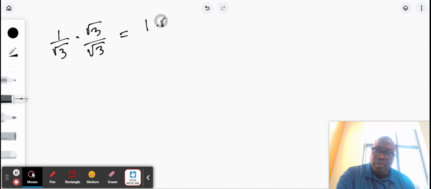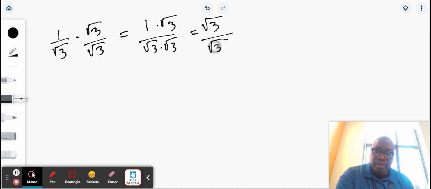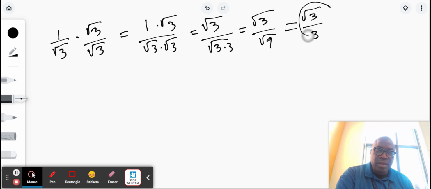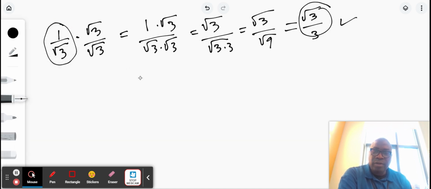1 times the square root of 3, over the square root of 3 times the square root of 3. So what would that give you? The square root of 3 divided by the square root of 3 times 3, which is equal to the square root of 3 over the square root of 9, which will work out to the square root of 3 over 3. So this is now the rationalized form of 1 over the square root of 3.